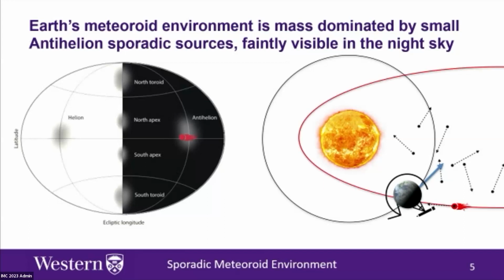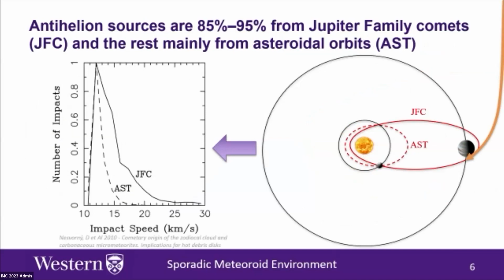And here is an exemplary orbit that we could see in the night sky. And ideally, the vast majority are from Jupiter-family cometary orbits, and the rest are from asteroidal orbits. As you can see here, the ones that we are trying to focus on are very, very slow, in a sense. So what are we going to try to model? Sporadic meteors with a velocity that is slower than 20 kilometers a second.